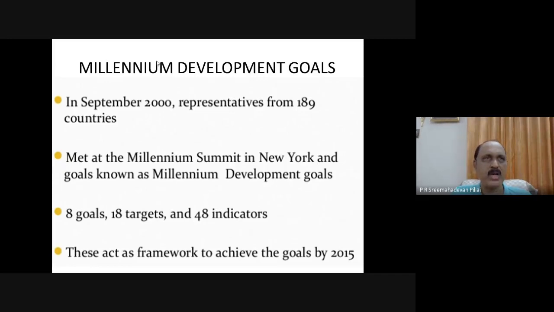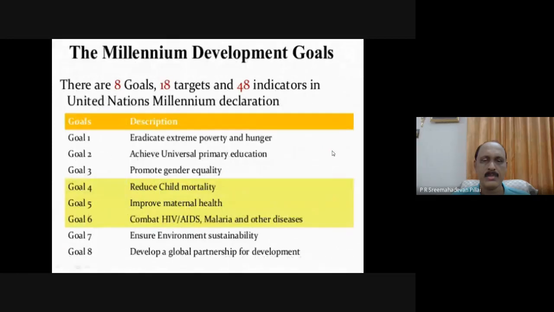Of course, 95% of the member countries were present. But the countries which were not present were also obliged to this decision. See the next slide. These are the 8 Millennium Development Goals. Last day, somebody was asking me about MDG. Then I said, don't worry, I'll be telling you later. These are the MDGs, Millennium Development Goals. Just see it, one by one.